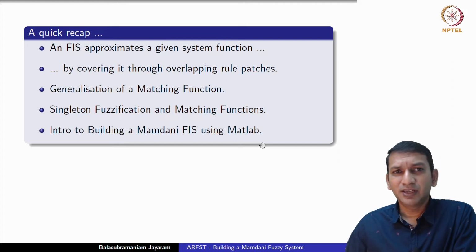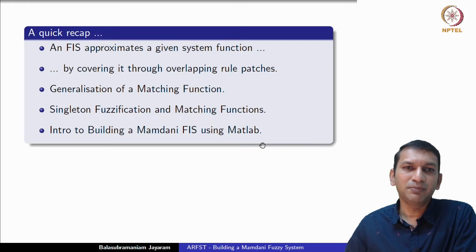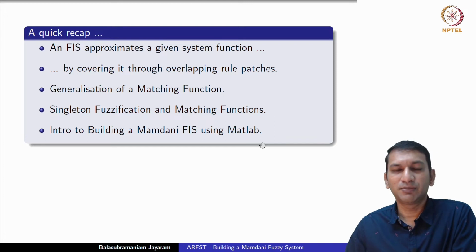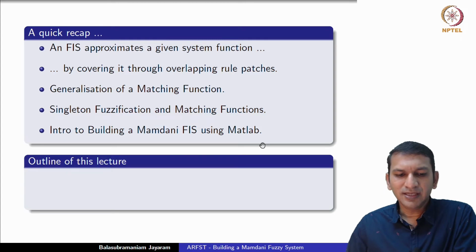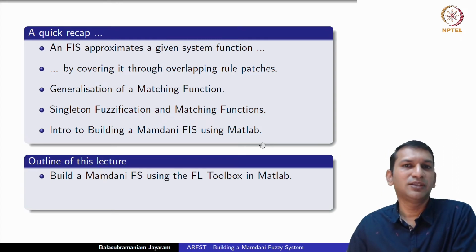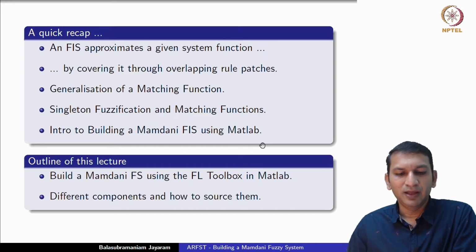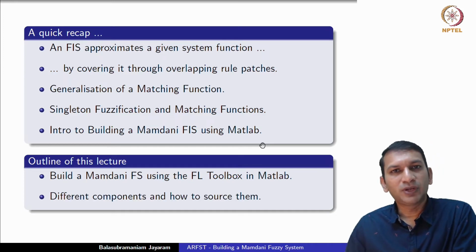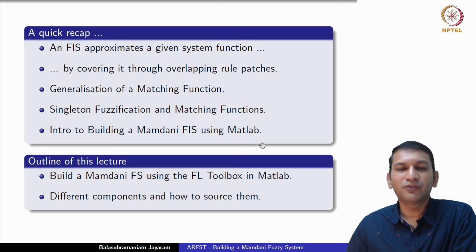We have seen in the last lecture a general intro to what it means to build a Mamdani fuzzy inference system using Matlab. What are the components that we need to look into? In this lecture, we will actually build a Mamdani fuzzy inference system using the Fuzzy Logic Toolbox in Matlab, and we will look at each of the components and how to source them, how to find them, how to fine-tune them. All of these things we will see by taking two simple functions and trying to build a Mamdani FIS to approximate them.